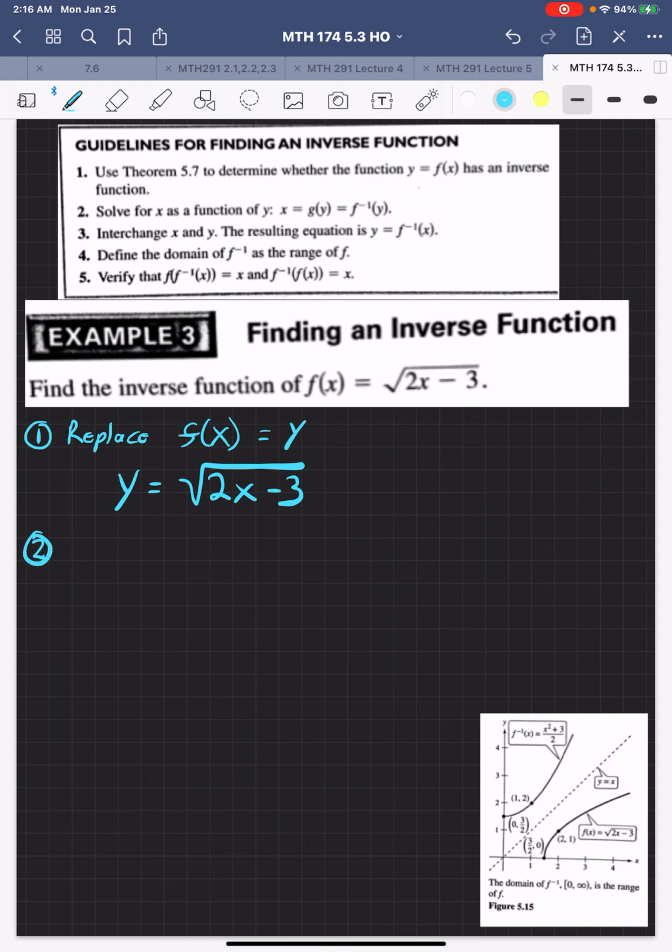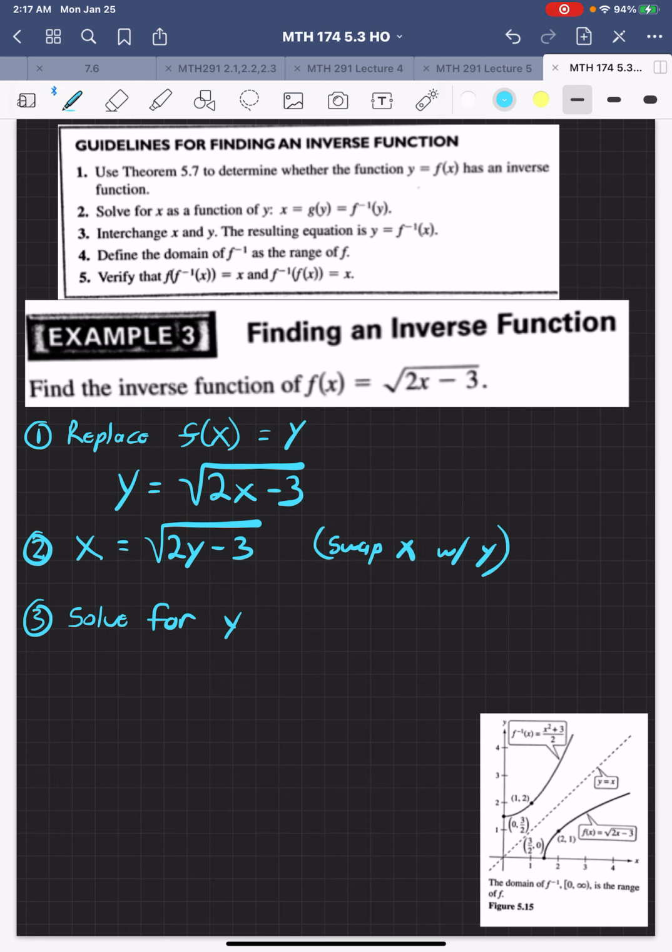Step 2 is easy as well. In essence, you're going to swap the x and the y, right? You're going to swap places. So the x goes where the y is, and the y goes where the x is. So swap x with y. Okay. And the only time you have to roll your sleeves up at all is step 3, where now you have to solve for y.